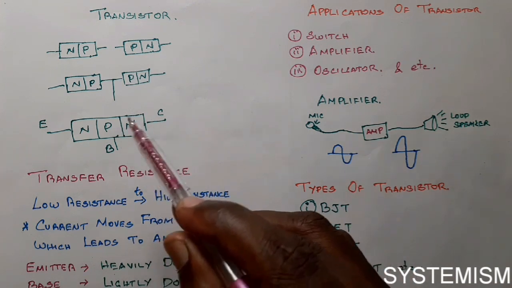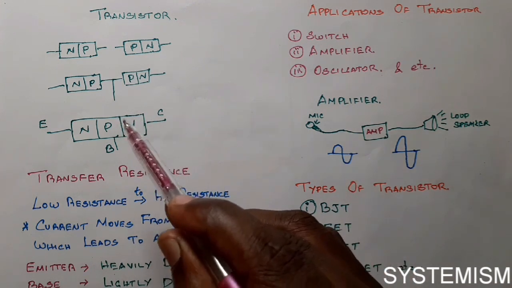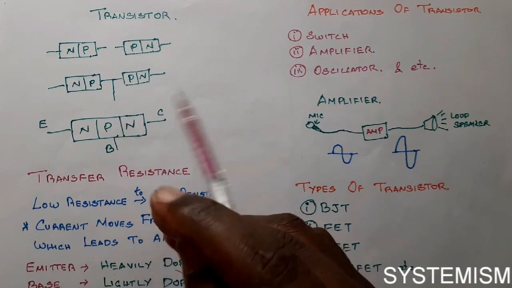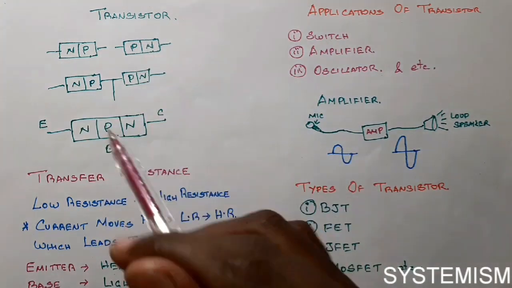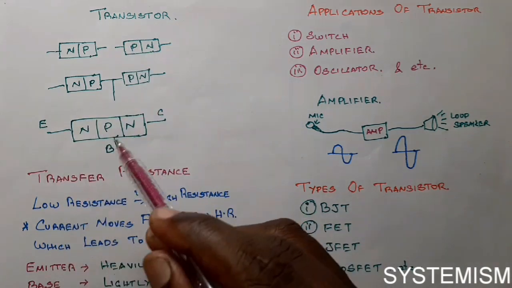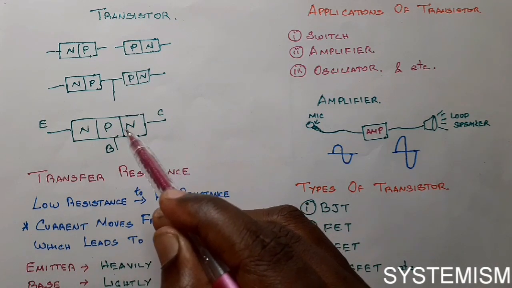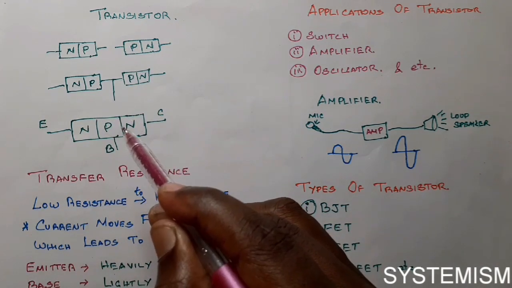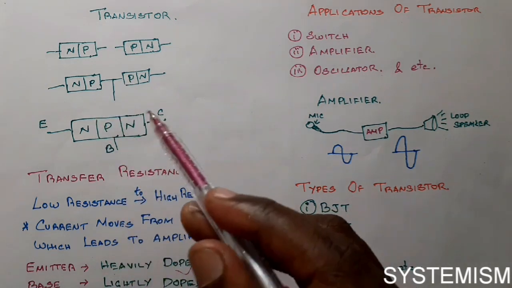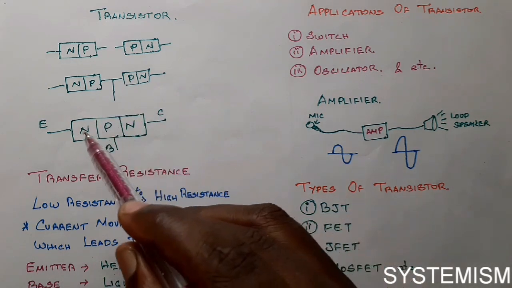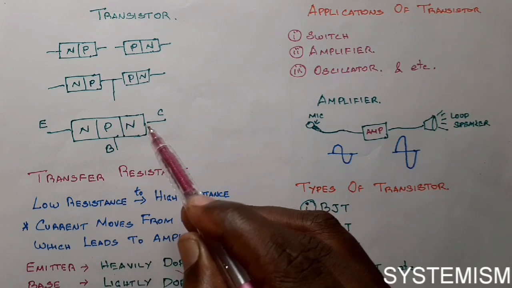If you moderately dope this side, what happens to this junction? This junction will be somewhat bigger. Okay, the wall is very thin means it has less resistance, the wall is big means it has high resistance. That's how you are transferring a current from low resistance to high resistance.